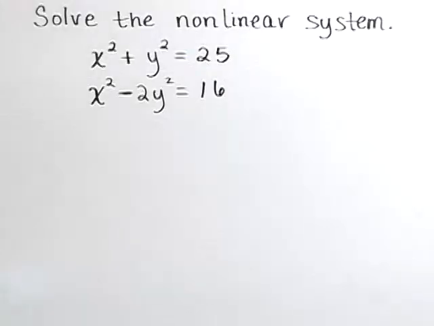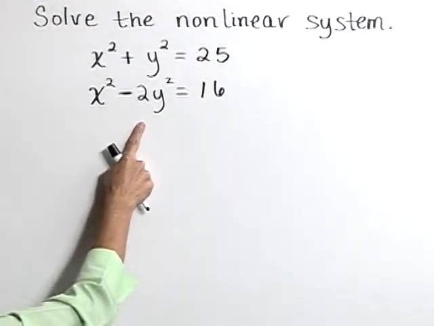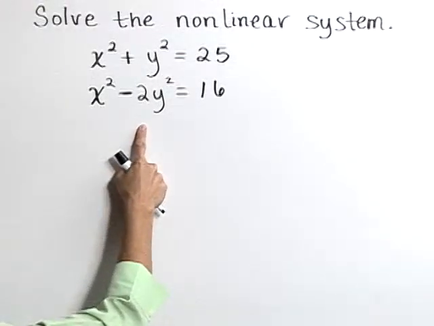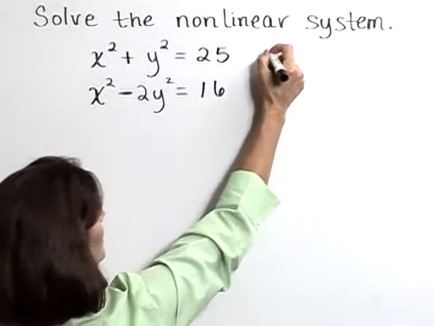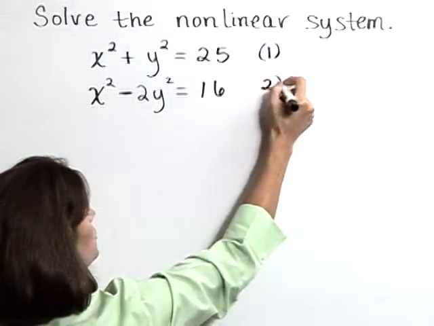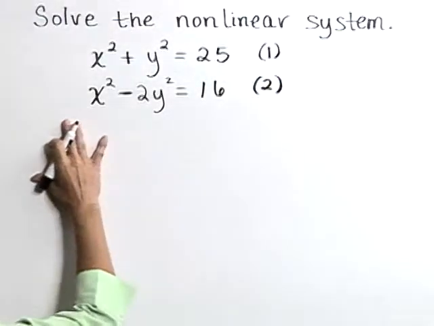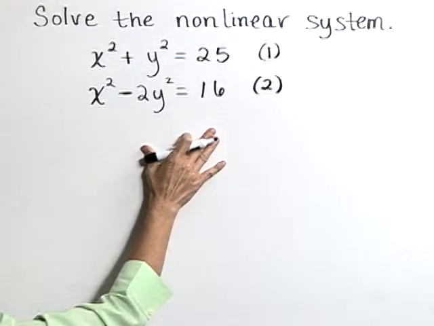Solve the nonlinear system. x squared plus y squared is equal to 25. x squared minus 2y squared is equal to 16. Let's start by identifying these as equations number 1 and 2. And I'm going to choose an elimination method.